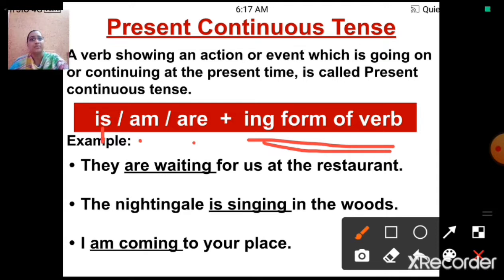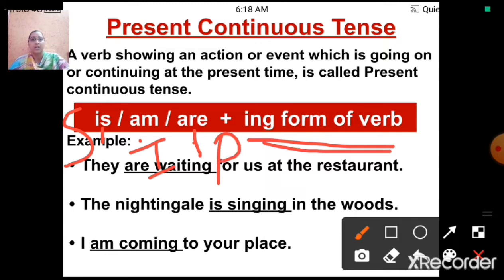Alright, now when are we going to use is? When the subject is singular in nature, we are going to use is. Now, when are we going to use am? Am is very evident, students. Am we are going to use only with I. For example, I am leaving for market. Then we are going to use are when the subject is plural in nature.